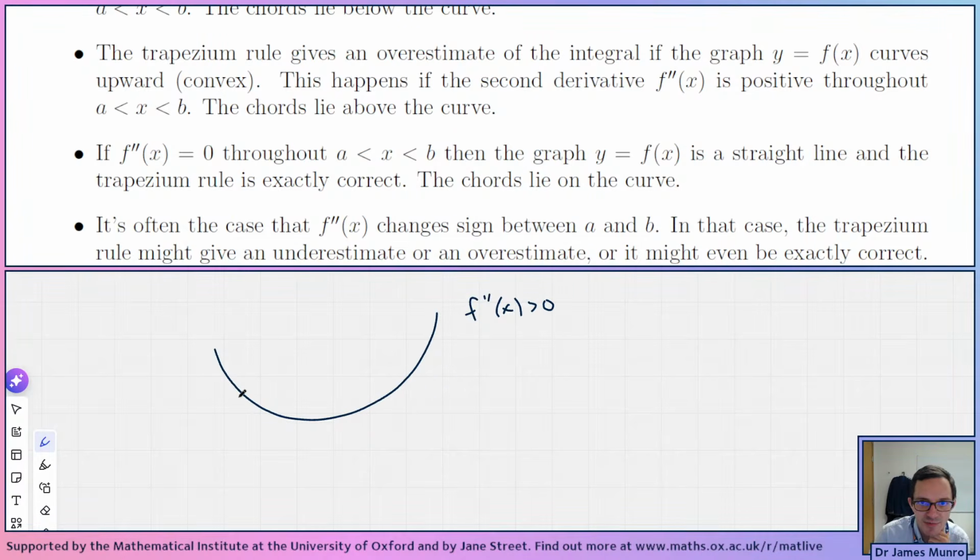And if it's positive, the function's increasing. If it's negative, the function's decreasing. So there's this sort of graph that you could consider where the second derivative is positive. What's that? That's the derivative of the first derivative, which tells you not that the function is increasing, it tells you that the gradient is increasing.